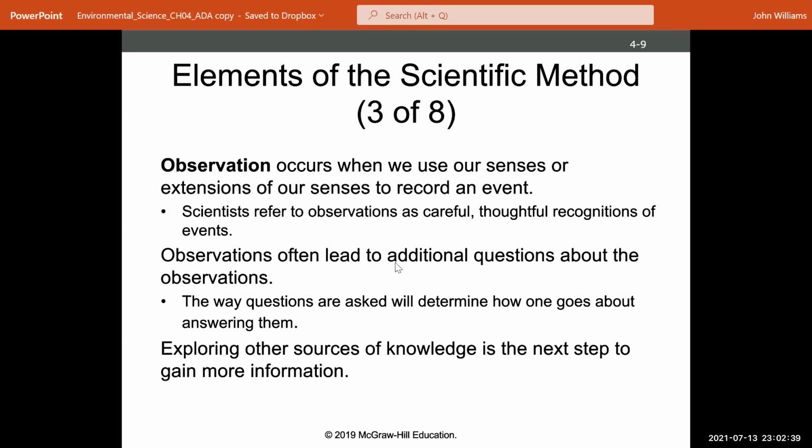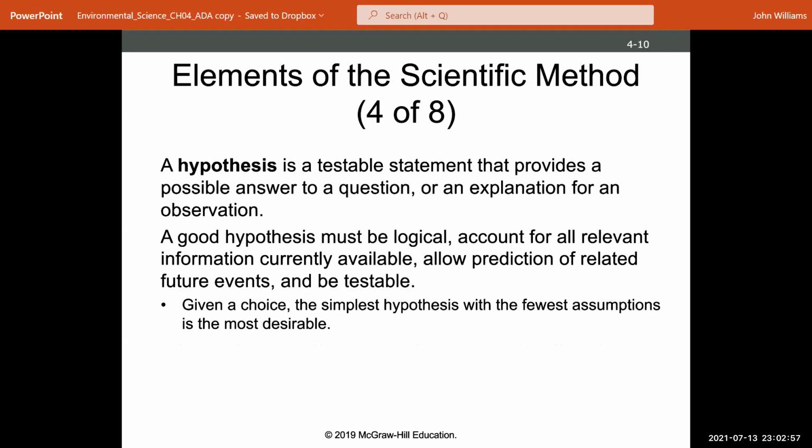Observations usually lead to multiple questions. So you can ask one question and answer that one, and look at the knowledge and information that you get so that you can answer the other questions and continue to gain information. Now, from those questions that you get from your observations, you need to make a hypothesis.